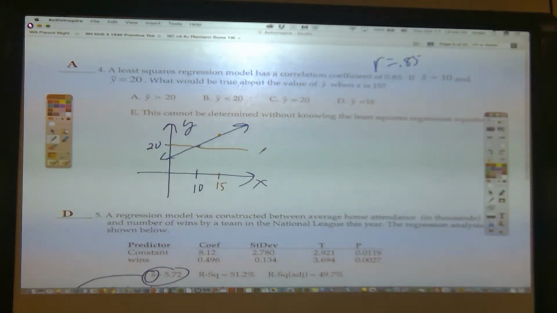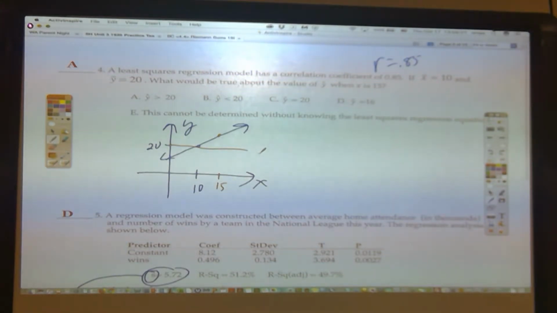Chad, does that help? Yes. Yeah, so when in doubt, draw it out. The diagram will speak to you. Further questions on the practice test? Yeah, go ahead, Sam. Number 8.